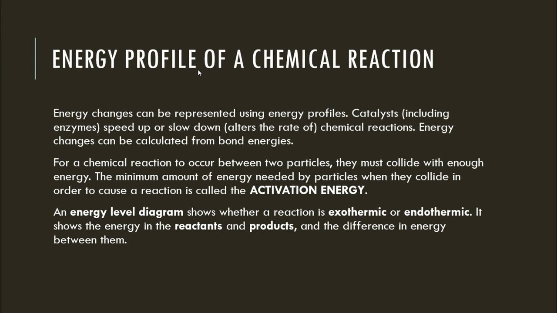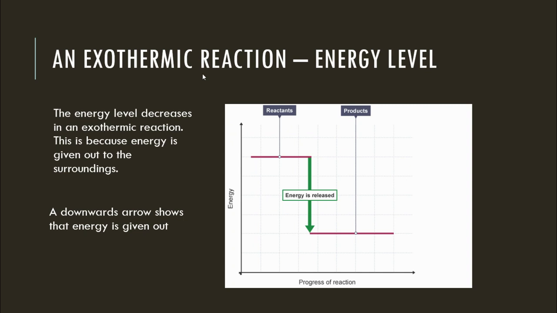So your catalyst can even increase that energy, make the energy more, or even reduce the energy. When they reduce the energy, that means you need lower energy to be converted to product, and it will be faster that way. That's just the idea. So an energy level diagram, I'm trying to compare the energy level diagram and the energy profile, shows whether a reaction is exothermic or endothermic. It shows the energy in the reactant and the product, then the difference in the energy between them.